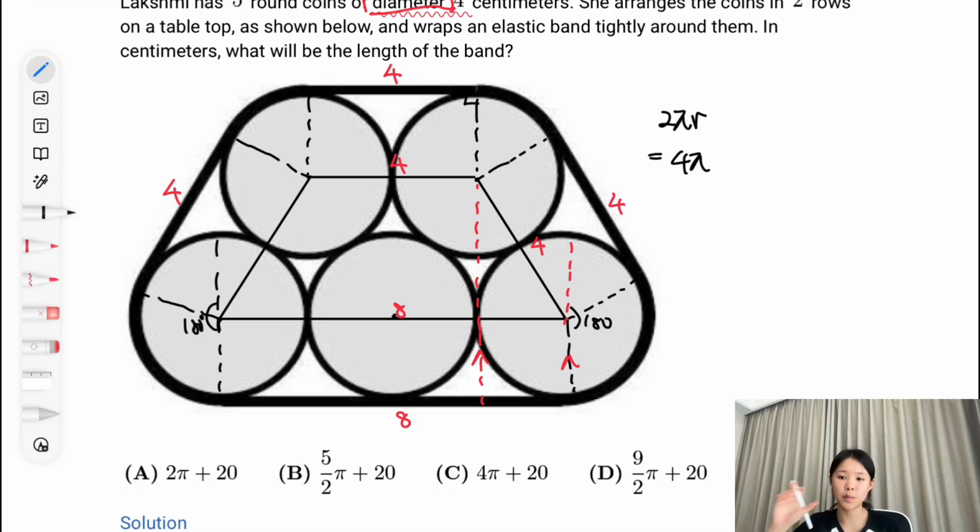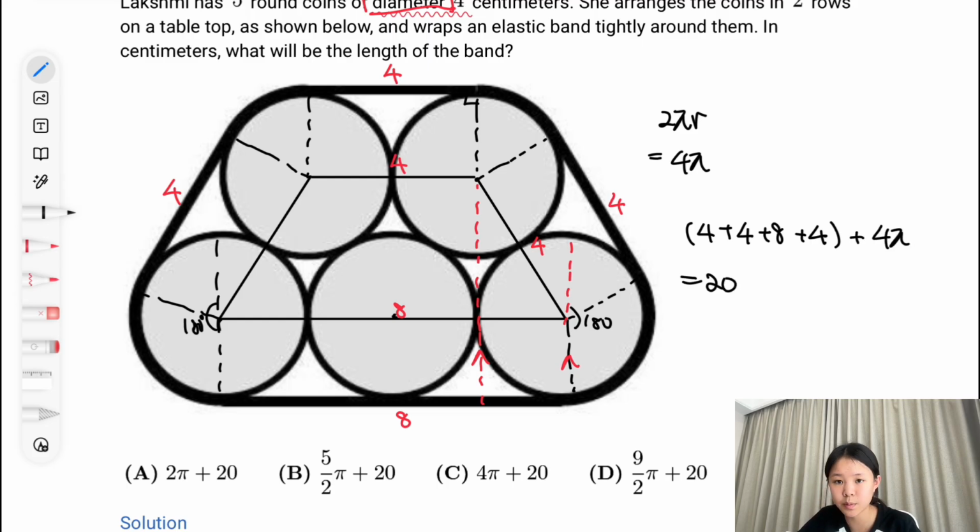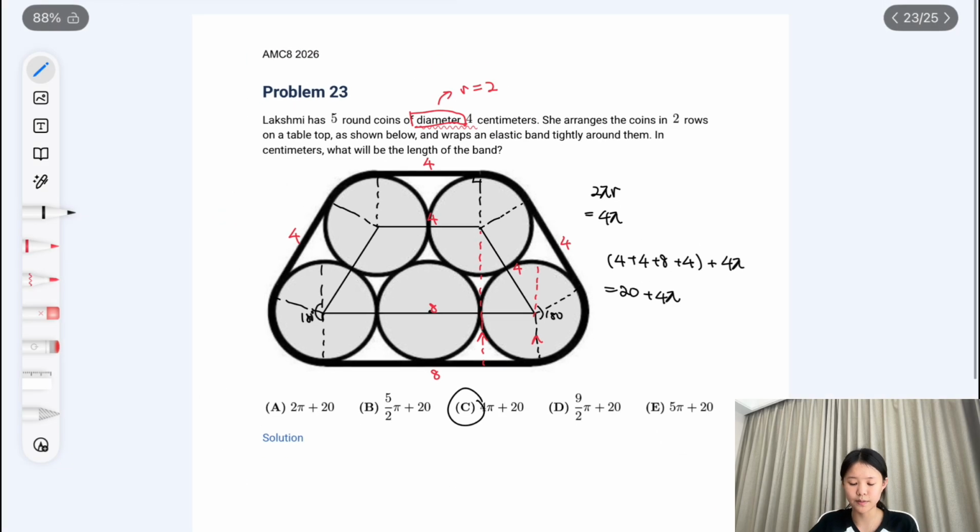So we know what the circle parts add up to, and we also know what the constant parts add up to. So all we have to do is add up all of these parts and we'll get our answer. So that would be 4 plus 4 plus 8 plus 4 plus 4 pi. So that adds up to 20 plus 4 pi. So overall we get the solution of C, which is 4 pi plus 20.